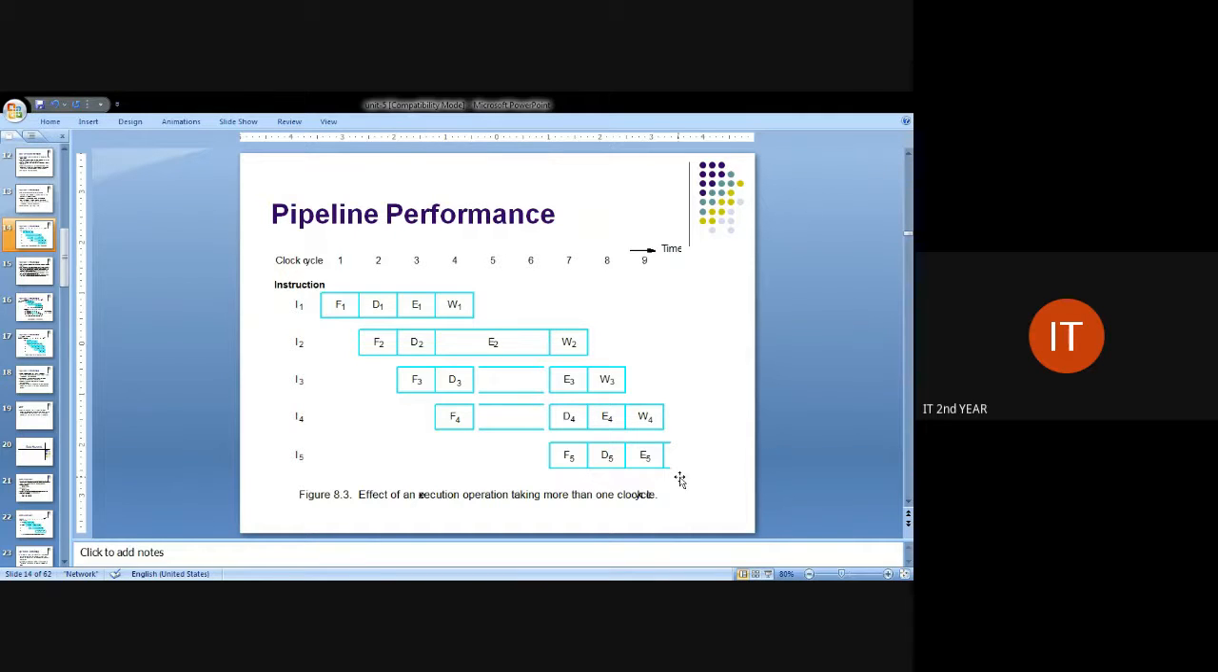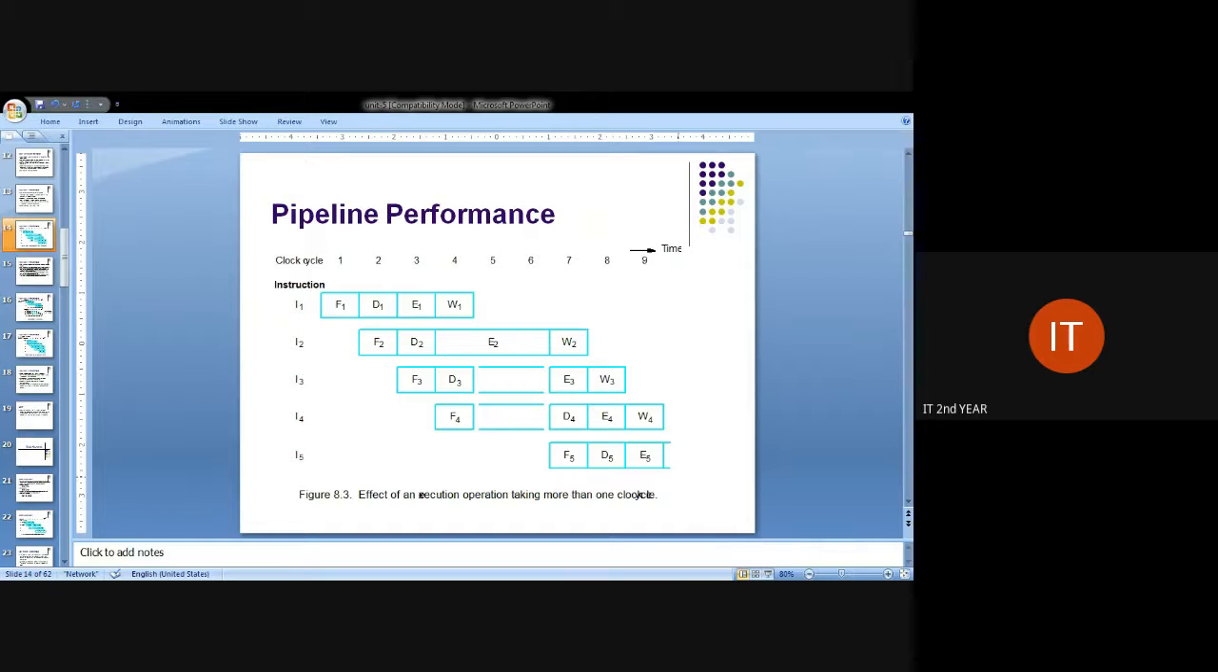When the execution operation takes more than one clock cycle, the effect will be like this. As you see in this particular diagram, in the first instruction I1, fetch, decode, execute and store, F1, D1, E1 and W1 are done in a proper manner. In the second instruction, before the decode operation begins, the second instruction starts fetching the particular instruction set. So the execution phase gets longer.